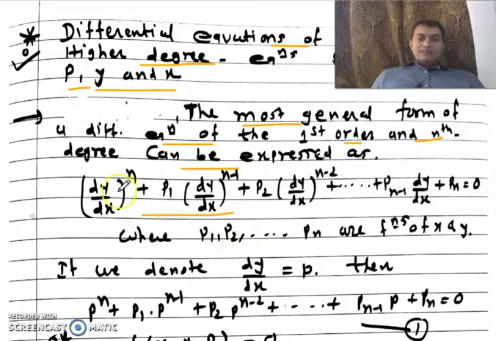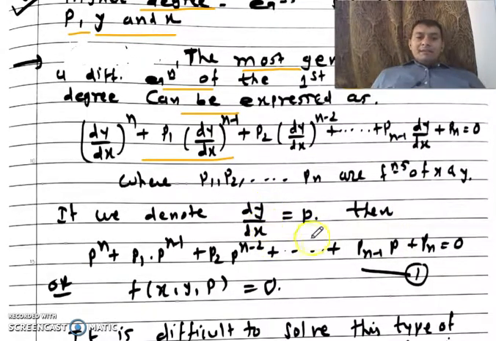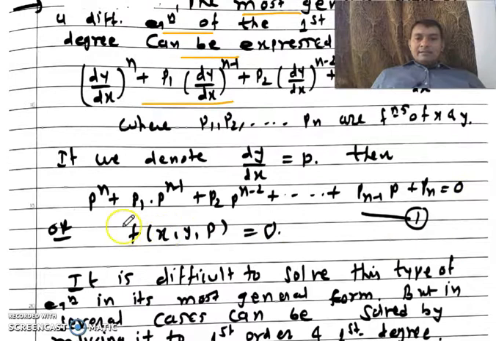The most general form of the differential equation of first order and nth degree can be expressed in this way: (dy/dx)^n + p1 (dy/dx)^(n-1) + p2 (dy/dx)^(n-2) and so on, plus pn equals 0, where p1, p2 and pn minus 1 are functions of x and y only. If we denote dy/dx equal to p, then our differential equation is going to be p^n + p1 p^(n-1) + p2 p^(n-2) and so on.